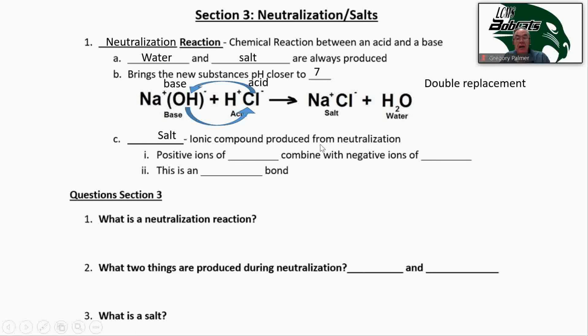So salt is an ionic compound produced from neutralization. Okay, it takes the positive ions of the base, which was Na, combined with the negative ions of the acid, which is the Cl, and makes the salt NaCl. This is an ionic bond.